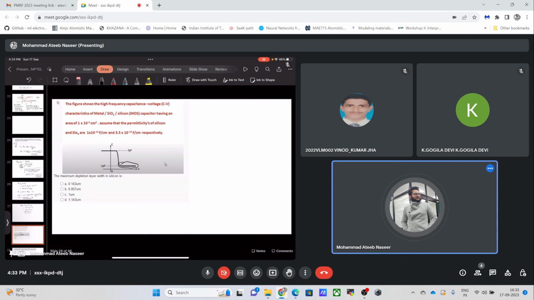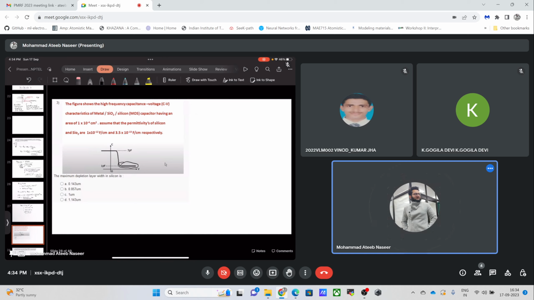So it says that this figure shows the high frequency capacitance voltage characteristics of a metal silicon dioxide silicon MOSFET having an area of 1 into 10 raised to the power minus 4 centimeter square. We are given the permittivity values of the silicon and silicon dioxide, and we have to find the maximum depletion width in the silicon.